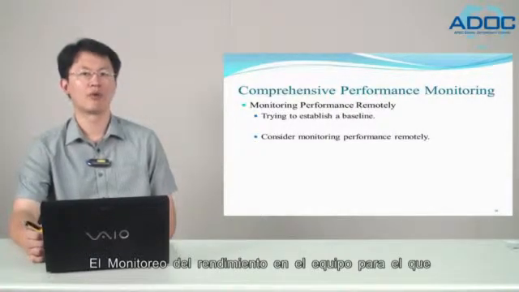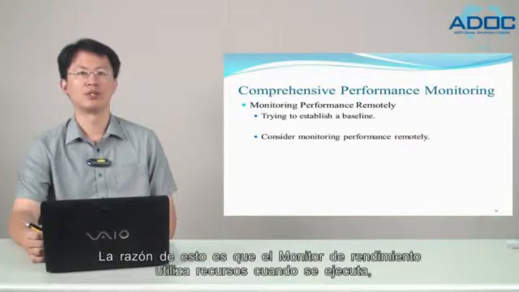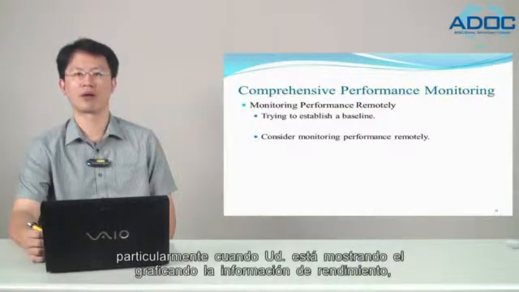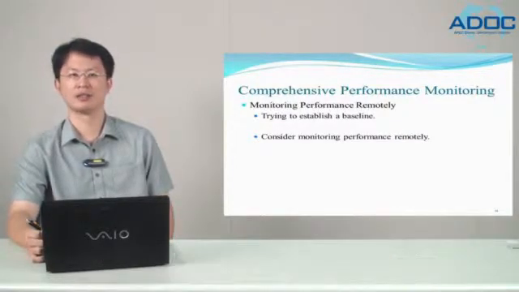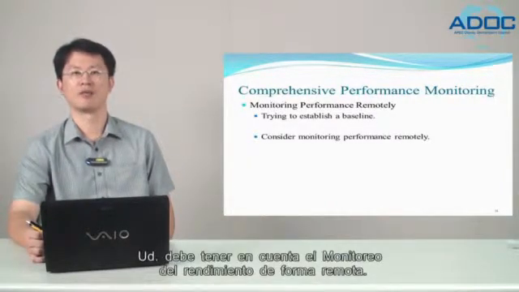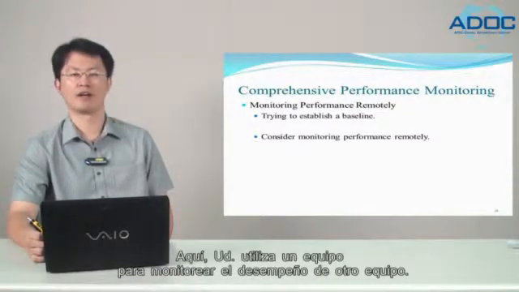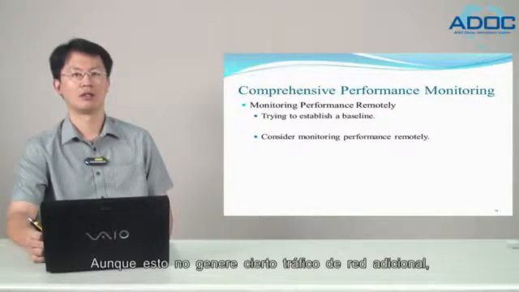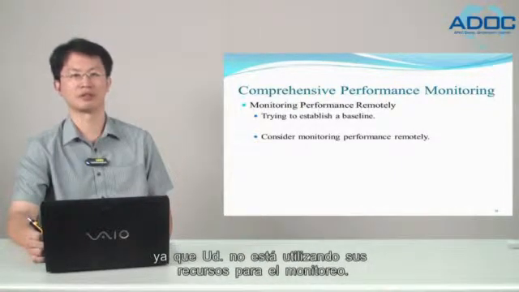Monitoring performance on the computer for which you are trying to establish a baseline can skew the results. The reason for this is that Performance Monitor uses resources when it is running, particularly when you are graphing performance information. Taking frequent samples or tracking many performance counters adds to this. To remove the resource burdens, or at least most of it, you should consider monitoring performance remotely. Here you use one computer to monitor the performance of another computer. Although this does generate some extra network traffic, you will get more accurate results for the monitored computer because you are not using its resources for monitoring.